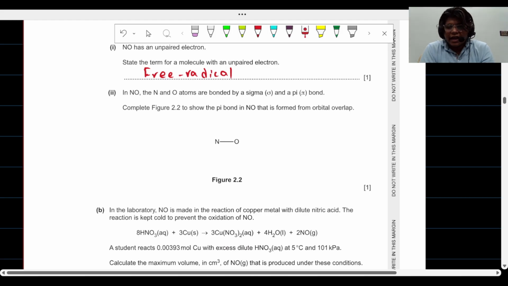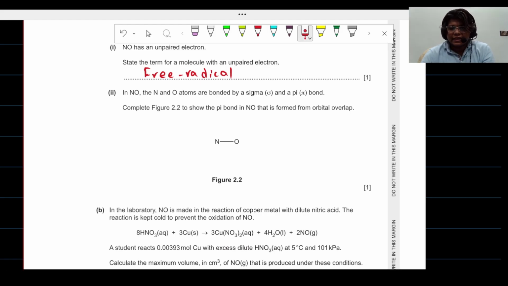So we already have a sigma bond, which is being shown by this line. We need to make the pi bond. So the pi bond is basically made up and down like this. So this is your pi bond, right? This whole thing makes up the pi bond, right?